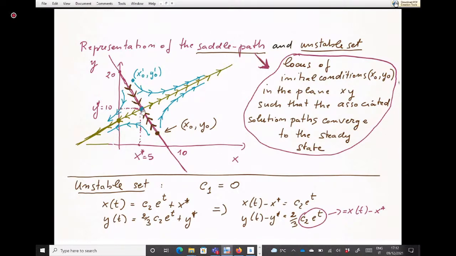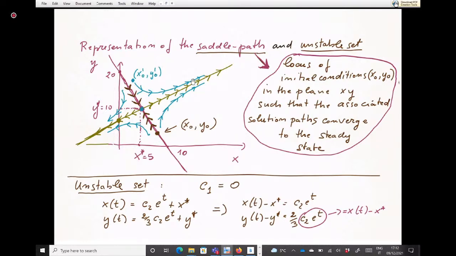So you have two extreme behaviors. One is a kind of perfect convergence to the steady state, if you start on the saddle path. And the other, I would call perfect divergence from the steady state, in the sense that the movement is along a straight line in the plane away from the steady state.